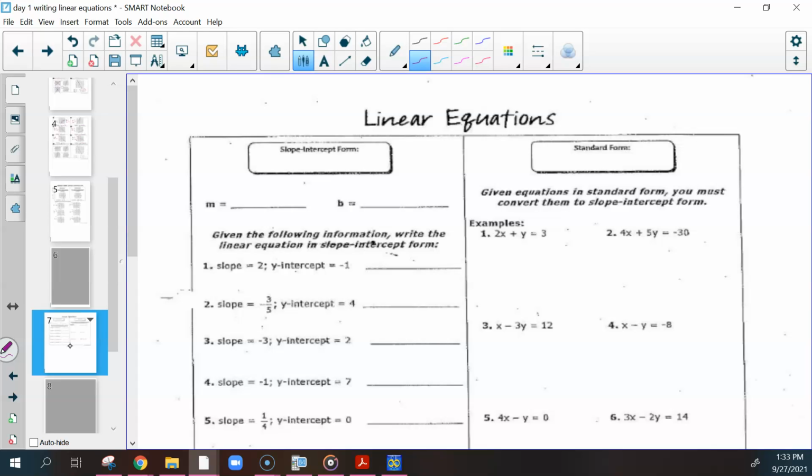So we're not really going to do a lot of this unless needed, but I'm going to fill out this top part. Slope-intercept form: y equals mx plus b, where m is the slope and b is the y-intercept. You need to know that. Standard form is not necessarily something you need to remember, but you need to be able to recognize it.